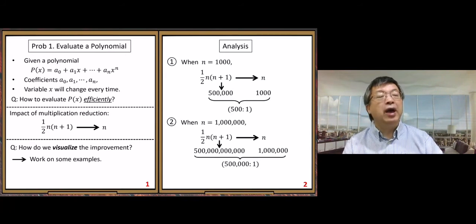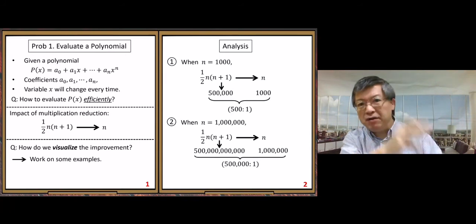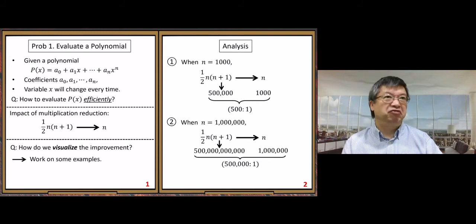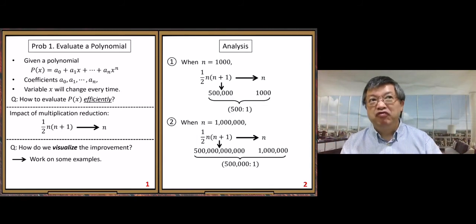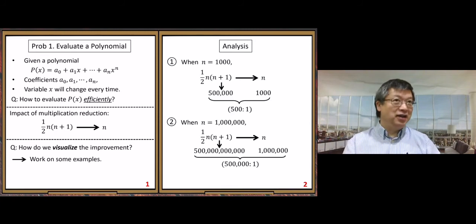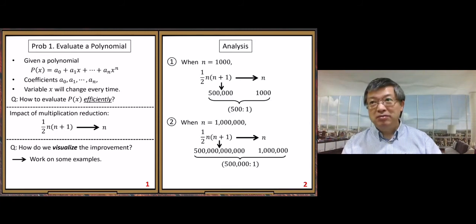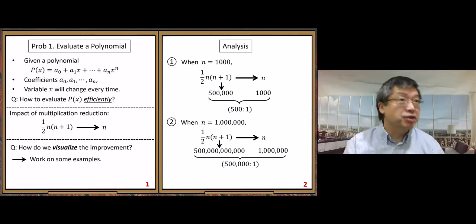This time we get 500,000 to 1. How big it is? 500,000 to 1. How big it is? Can you get some visualization? May not be easy, right? It's a big number, but you may not have a good idea how big is the difference, right?